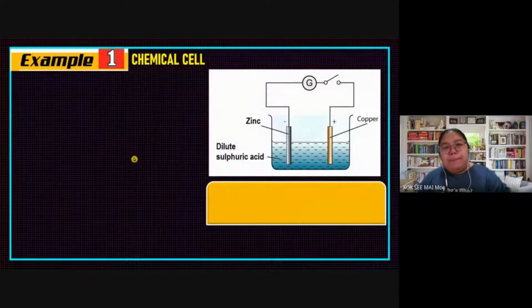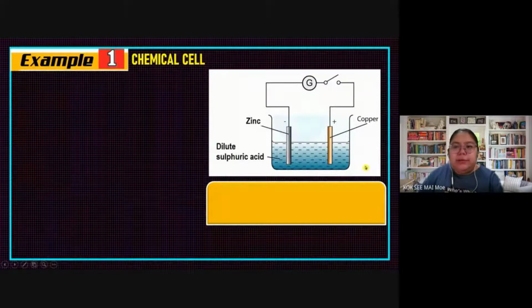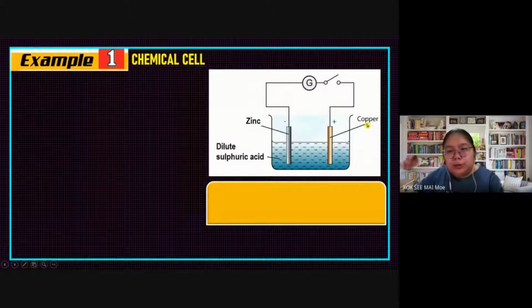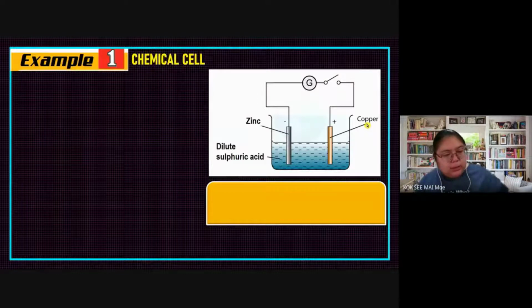Okay, we see example 1. You can see the first diagram. This one is zinc, and this one is copper. Now think about the arrangement of the electrochemical series. Zinc first or copper first? Anybody can tell me? Zinc at the top or copper at the top? Tiala told me it's zinc. Leong Yuqing also says zinc. Zinc first, copper at the bottom.